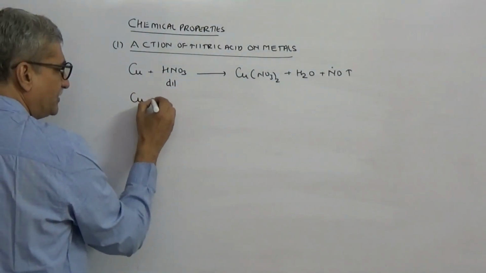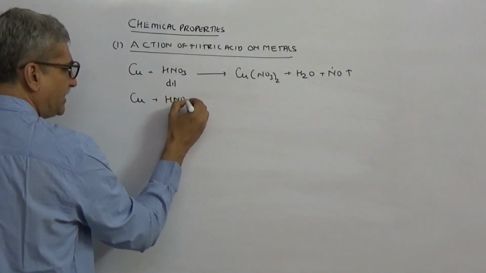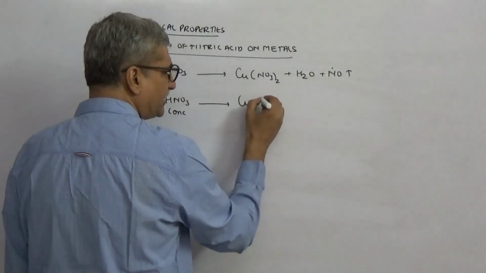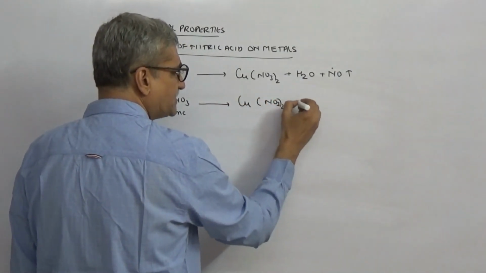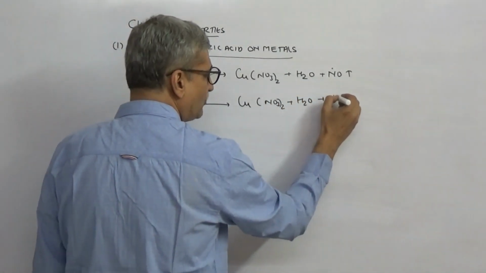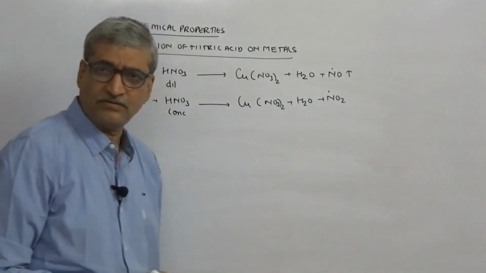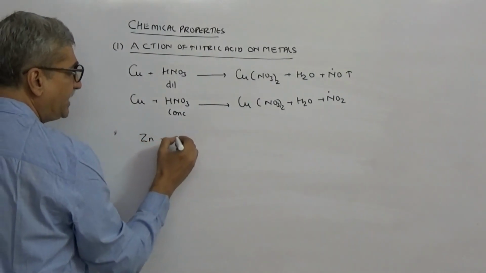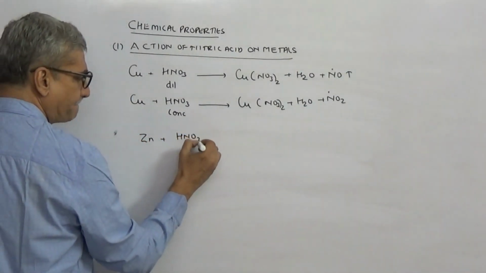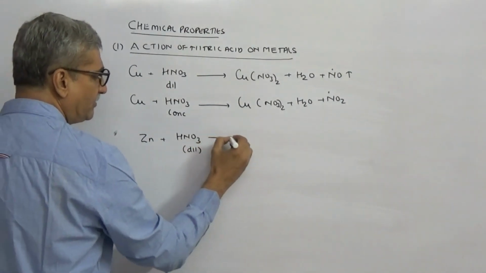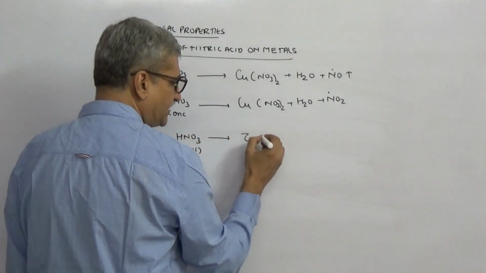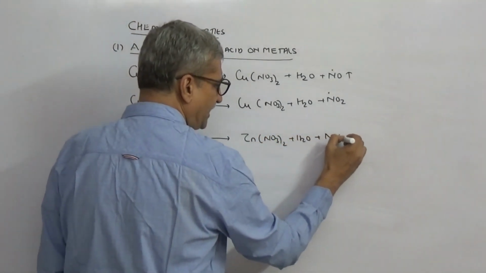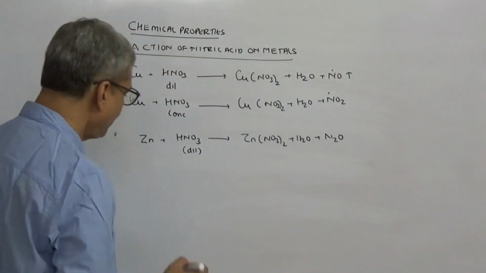The same copper, when it reacts with concentrated nitric acid, again forms copper nitrate, Cu(NO3)2, plus H2O plus NO2. Again, NO2 is an odd electron molecule. Whereas zinc reacts with dilute nitric acid to form zinc nitrate, Zn(NO3)2, plus H2O, and here it forms nitrous oxide, N2O. Is this clear?